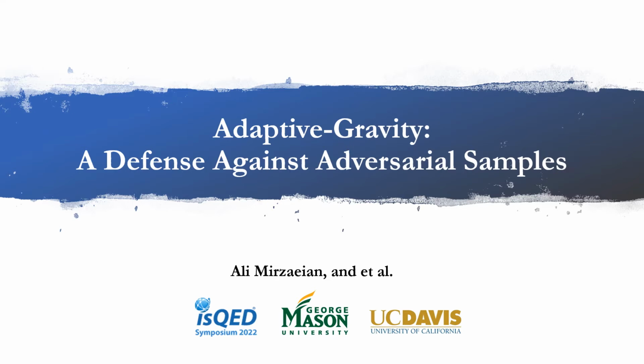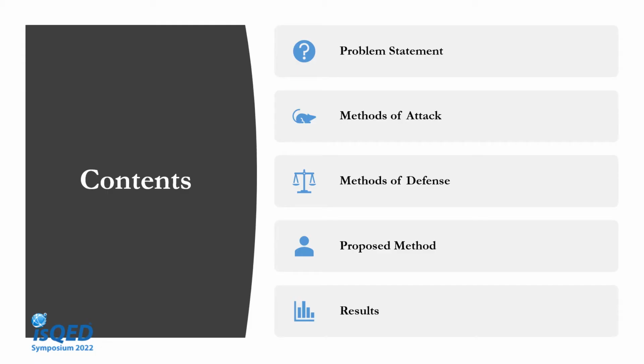In this presentation, we go over adaptive gravity, which is basically a defense against adversarial examples. Here is the structure of this presentation. After investigating the problem statement and some of the attacks and defense challenges, we see the proposed method and some results.